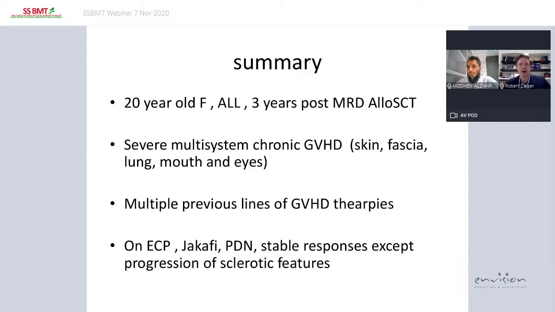If that doesn't work, then methotrexate. If that doesn't work, then the irradiation. That would be what I would do. But I would also give the ECP and Jakafi already a little bit more time. I'm not sure, how long has she had this combination already?